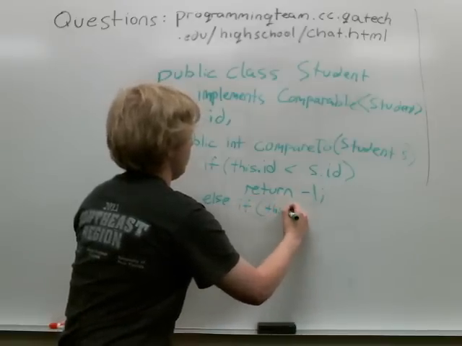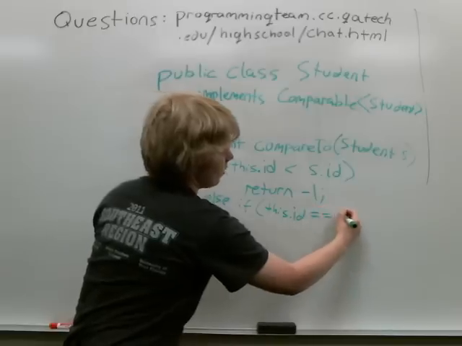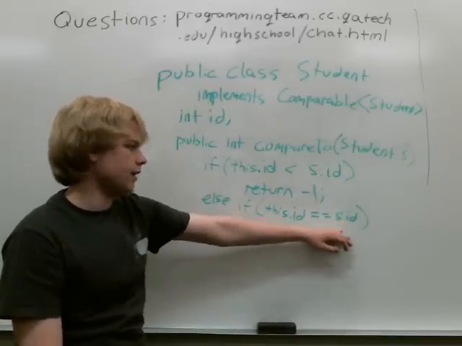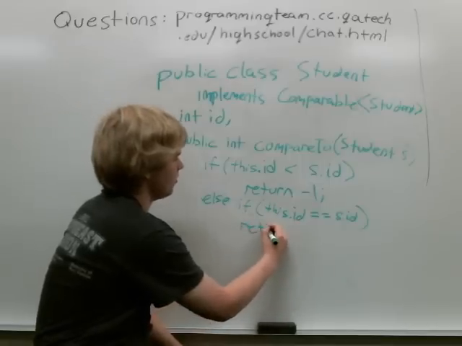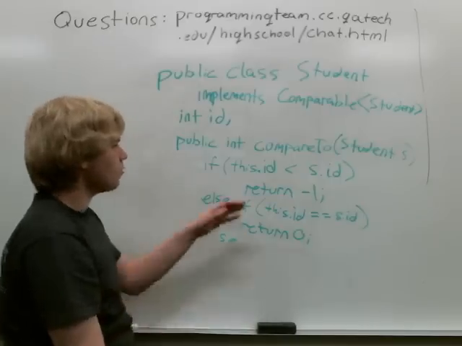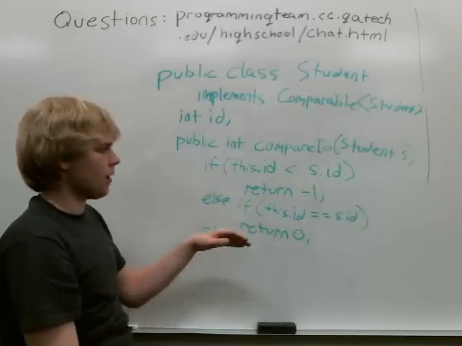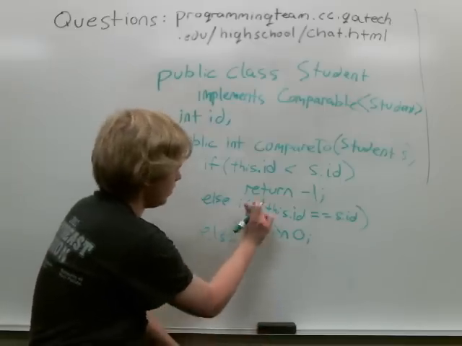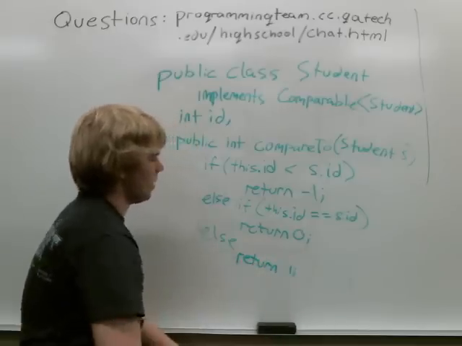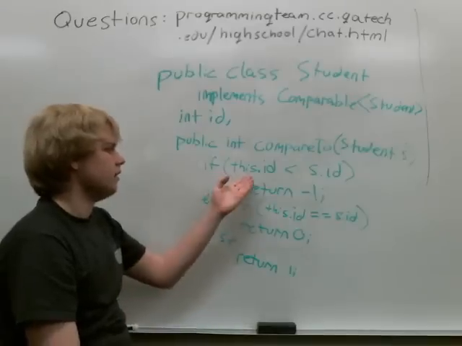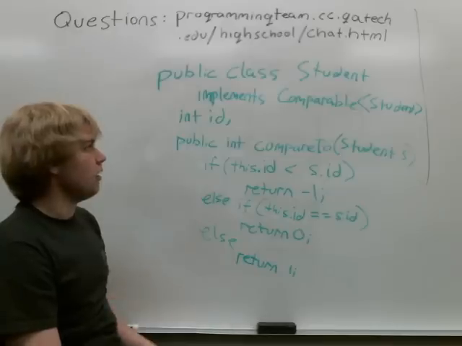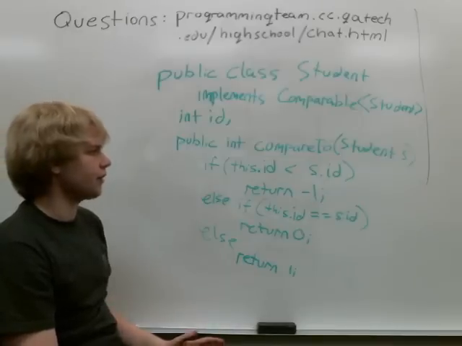If this.ID is exactly equal to that ID, then we're going to return 0 because they're equal. And then our last case, because we know it's not less than and we know it's not equal, we automatically know that we're in the greater than case. So I don't need to check any conditions again, and I can just return 1. Positive integer, and that signifies that this ID is greater than s's ID. Okay, so that's the basic compareTo method that will sort the Student objects.